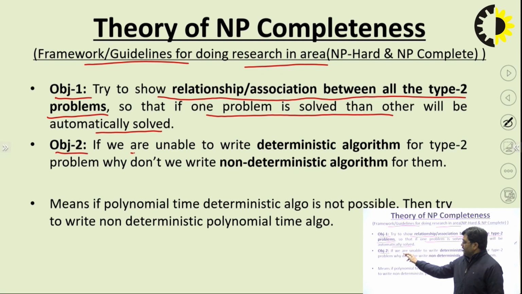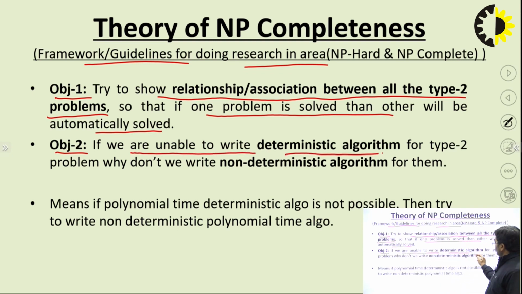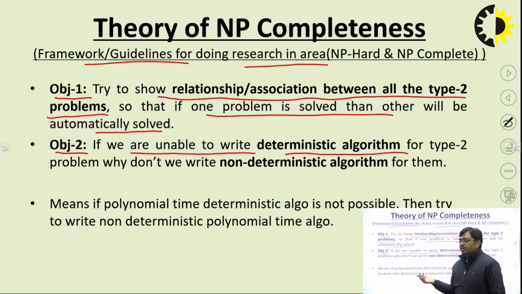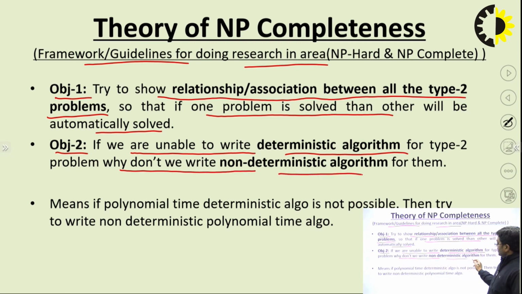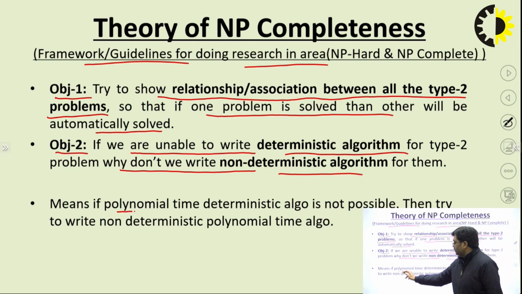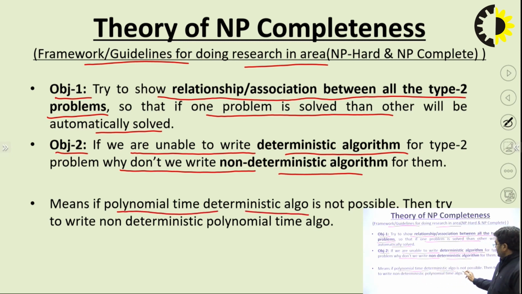Second objective: if we are unable to write a deterministic algorithm for some type 2 problem which can be solved in polynomial time, then why don't we write a non-deterministic algorithm for it? And what is the difference between deterministic and non-deterministic algorithms? It means if a polynomial time deterministic algorithm is not possible, then try to write a non-deterministic polynomial time algorithm.